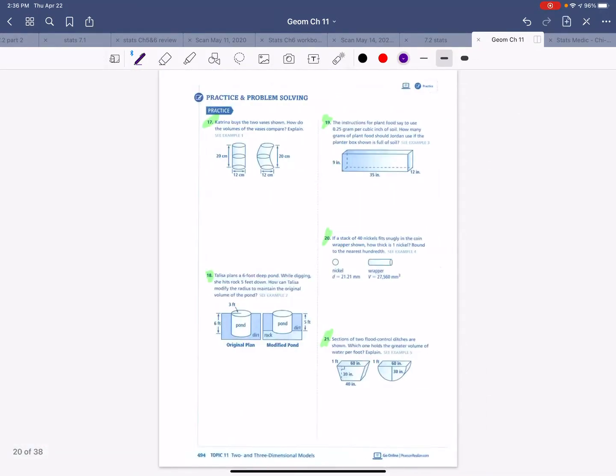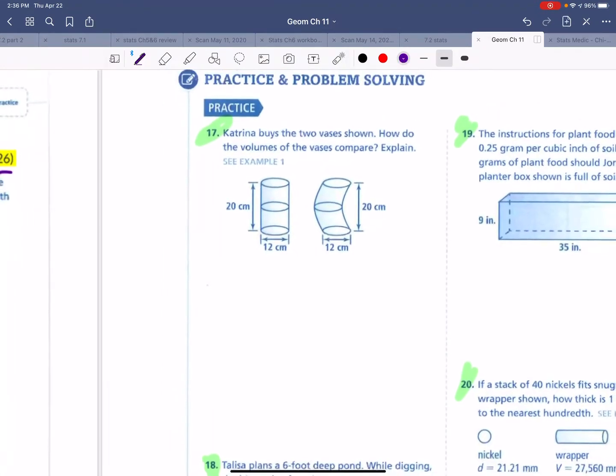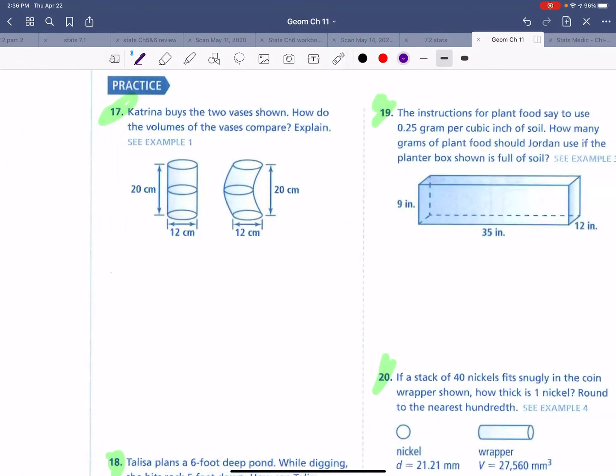Now, 17 through 23. So looking at 17, more Cavalieri's. Katrina buys 2 vases, shown. How do the volumes of the vases compare? They're exactly the same.